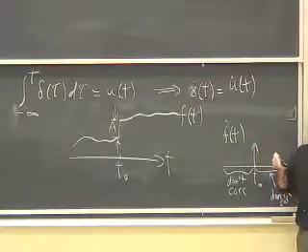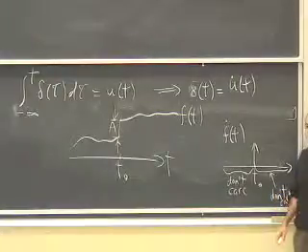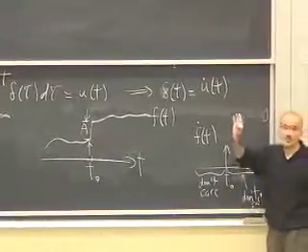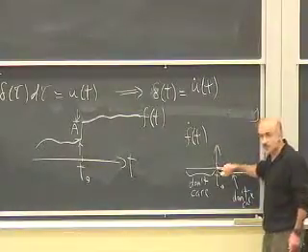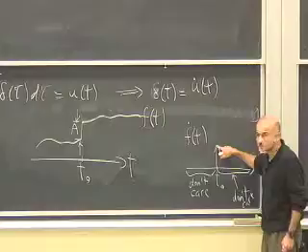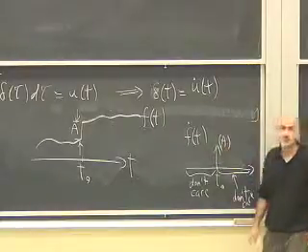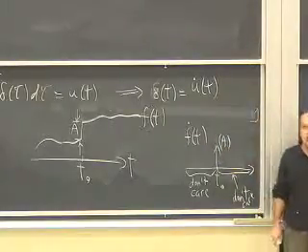So this is a tool that we've now gained. We can now differentiate functions with discontinuities using the Dirac delta. I'm going to get an impulse at t naught, and the strength of this impulse is A.